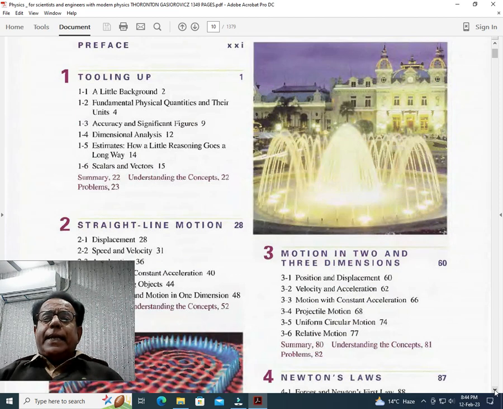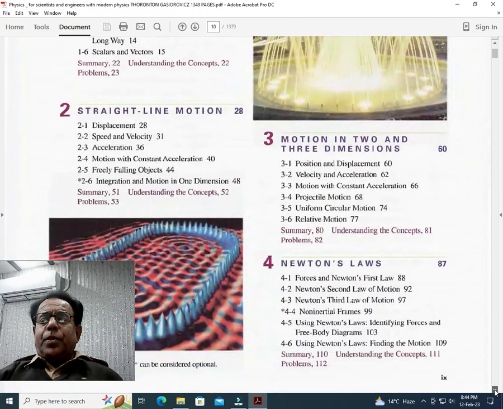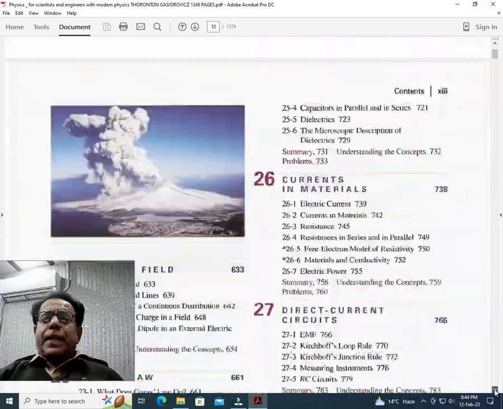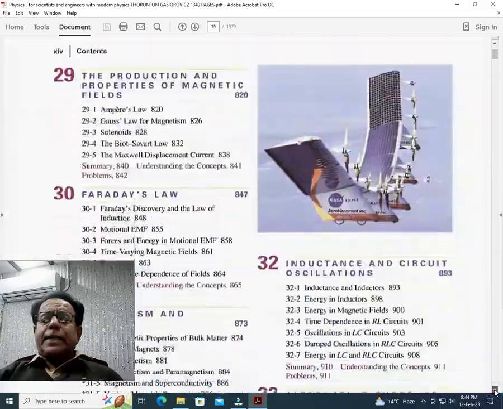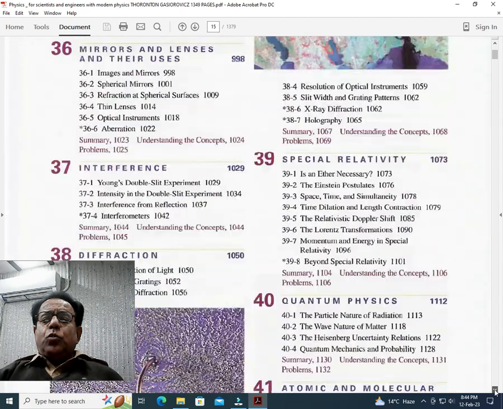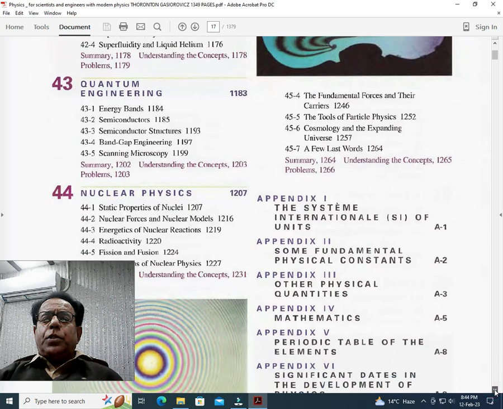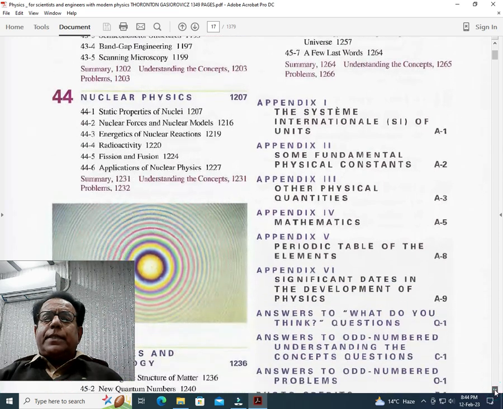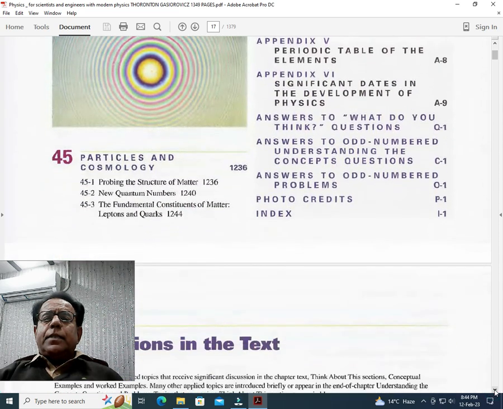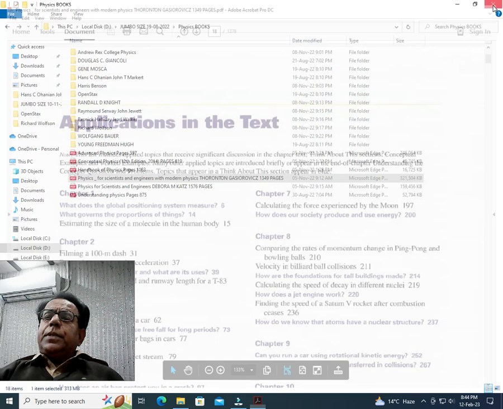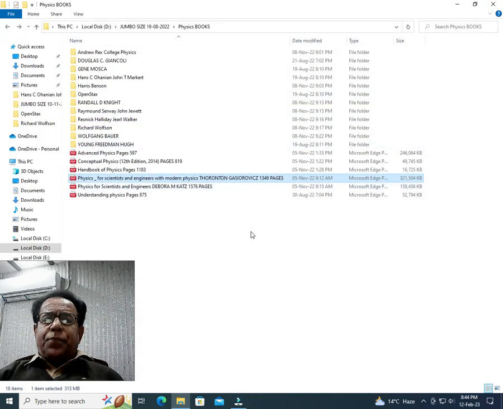These are the contents in detail, chapter wise. Chapter number 34, chapter number 41, chapter number 44, nuclear physics. Chapter number 45, particles and cosmology. Anyhow, it is quite enough.